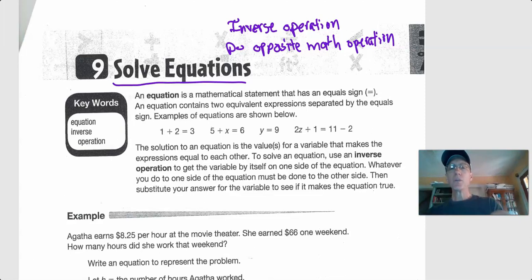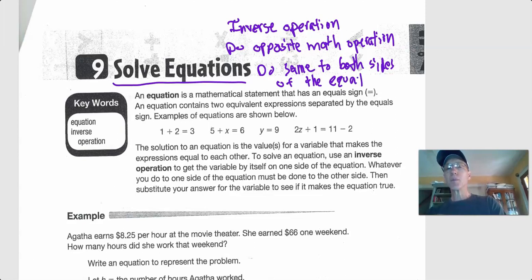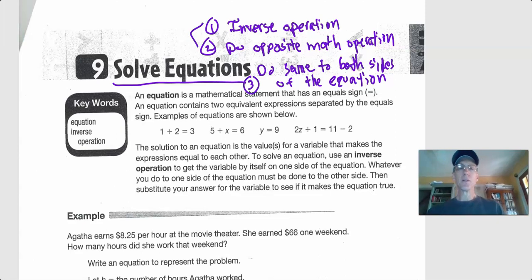And you just do the same to both sides of the equation. Those are the basic principles that you need to know. Inverse means do the opposite, and do the same to both sides. Really just 2 things, because those 2 go together. If you can do those things, then you're going to be in great shape.